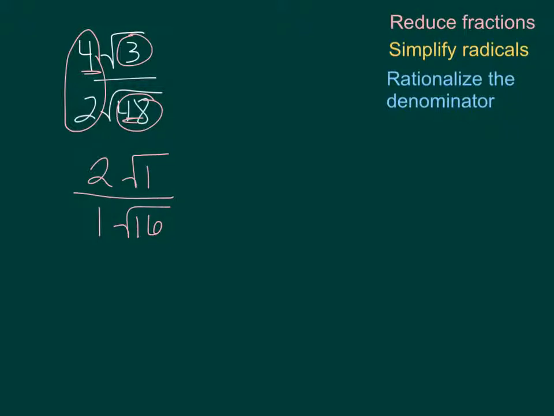Now, let's simplify our radical. Square root of 1 is just 1, and 1 times 2 is just 2. And then the square root of 16 is 4, and then 4 times 1 is 4. Now we have another fraction to reduce because 2 over 4 can reduce to 1 over 2. And then we don't have to worry about rationalizing the denominator because we don't have any radicals left. So that is your final answer.